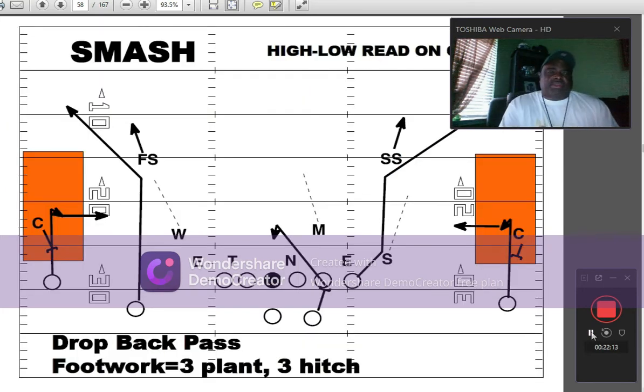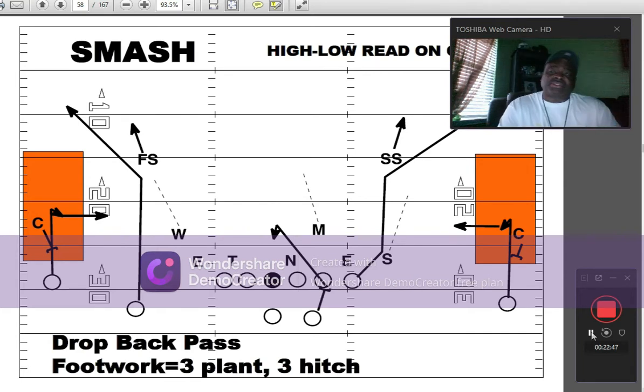Now, here's some of the coverages and everything that you might want to play. If you play this cover two, these are certain things that you can kind of teach your defense about. It's the footwork of the quarterback. If he's going back three steps and planting, then that means he's probably throwing, unless he takes a hitch up. If he hitches up, he's going to look for another direction. So if you can make him hitch as many times as he can, that means you have good coverage.